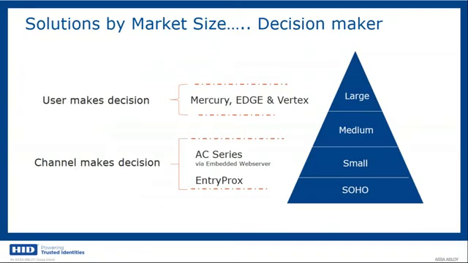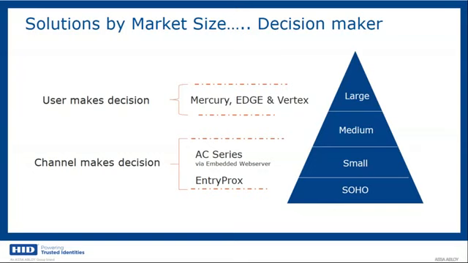In the market, we always have to think about who is the one calling the decision, who is taking the decision, and who is also thinking of the solution that we can offer to the different markets that we have in the enterprises. Here we have two big different kinds of equipment or solutions. The first one is for large and medium, where we find brands such as Mercury, Edge, and Vertex. All of them are from HID.